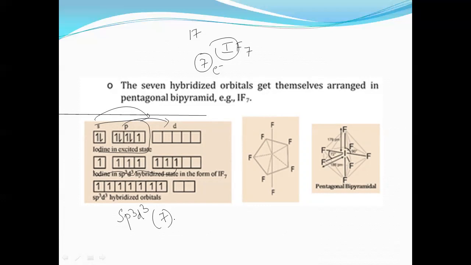All of them will overlap with the p orbitals of fluorine. Fluorine is atomic number 9, right? So 1s2, 2s2, and 2p5. Each of these hybrid orbitals will overlap with a p orbital of fluorine, resulting in the formation of this pentagonal bipyramidal geometry. Thus the formation of IF7 can be explained.